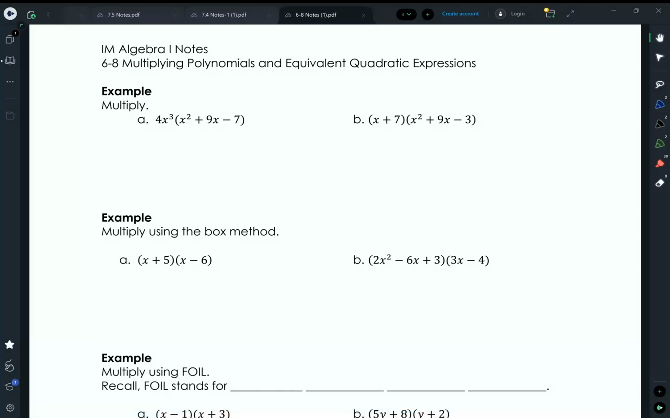Today is section 6-8. We are multiplying polynomials and also talking about equivalent quadratic expressions. So the first two here are asking us to multiply.